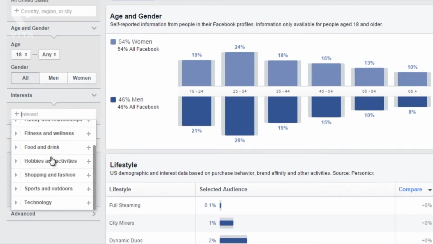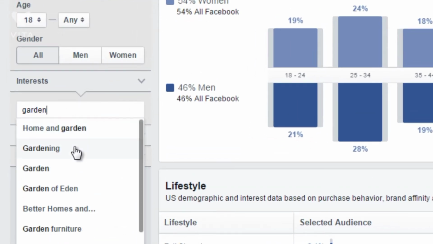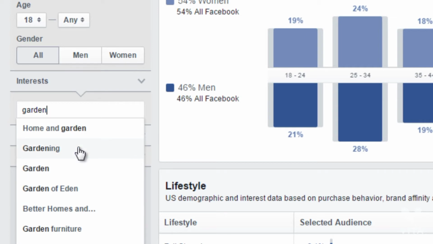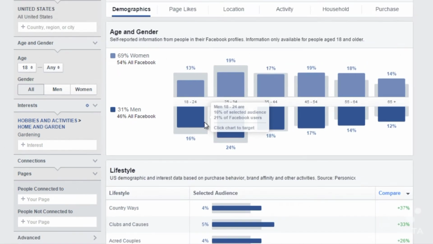So let's go ahead and put the interest in here. So interest right here, where it says interest, put garden or whatever it is that you're trying to do. So now we see home and garden, we see gardening, garden of Eden. No, that's not what we're looking for. So we're looking for gardening or garden. So I'm going to do that, and let's just take a look at this. Remember that it was a good amount of women, and I guesstimated about 80% women, 20% men. But realistically, with Facebook ads, it shows that it's 69% women and 31% men.